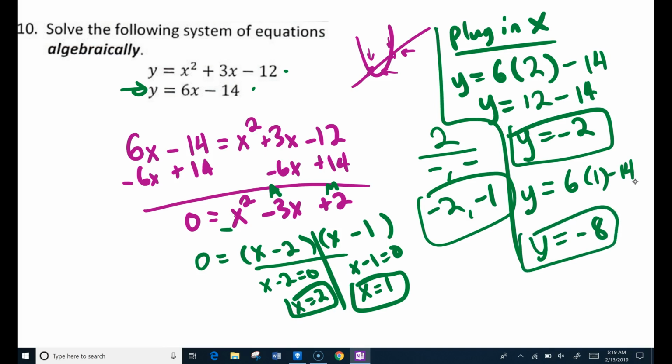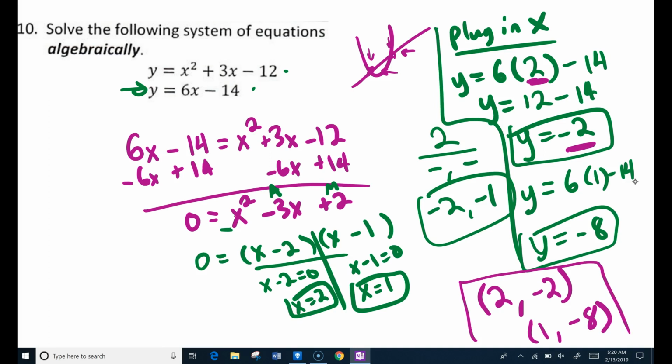So your last step here is just to show that you know that these represent points. So when I plugged in x equals 2, I got negative 2 as my y value. And when I plugged in x equals 1, I got negative 8 as my y value. That's how I know which x value goes with which y value. Whichever one you plugged in, that's the one you're going to write next to that y value. So your solution for this set of equations is 2 comma negative 2 and 1 comma negative 8.